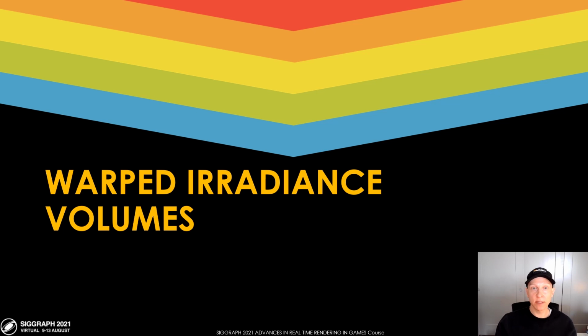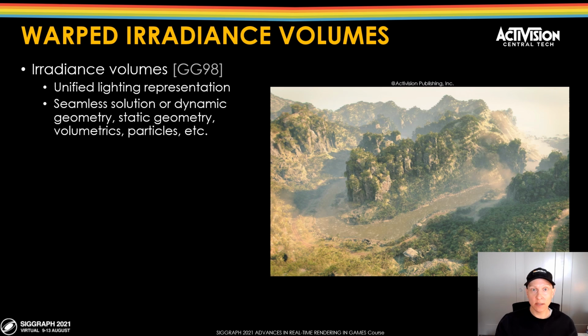So let's start with how we represent the illumination in the game. To give you some context, here's a screenshot of one of the single-player campaign maps from the latest Call of Duty Black Ops Cold War game. And this scene is fully lit by the large-scale global illumination system, which uses a unified lighting representation based on irradiance volumes. And the nice thing about irradiance volumes is that they provide a seamless unified lighting solution, and they integrate very nicely with both static and dynamic geometry, as well as volumetrics and particles.